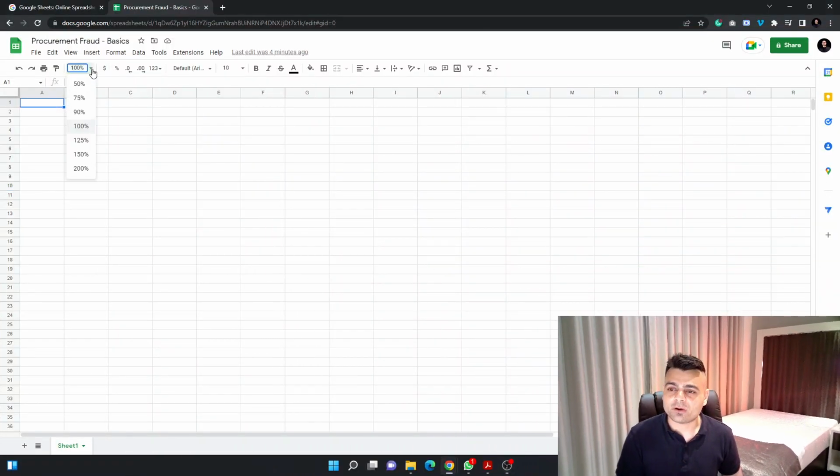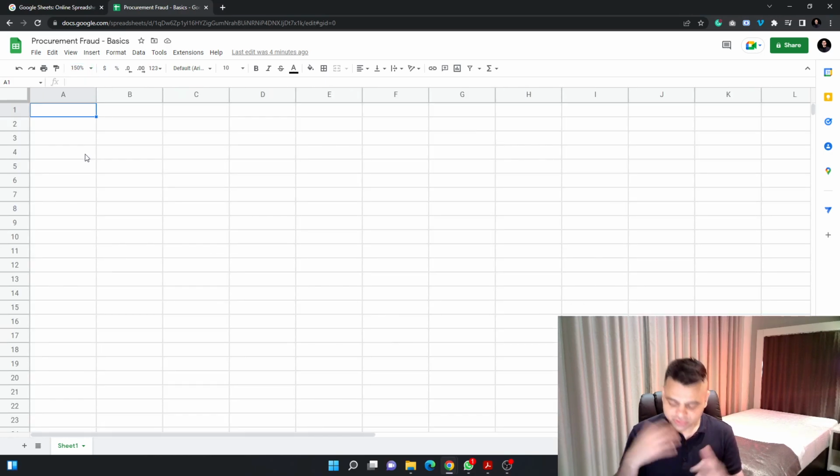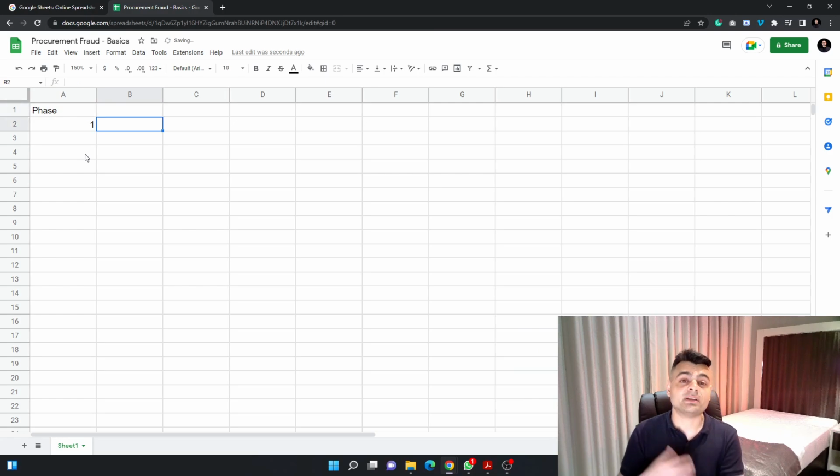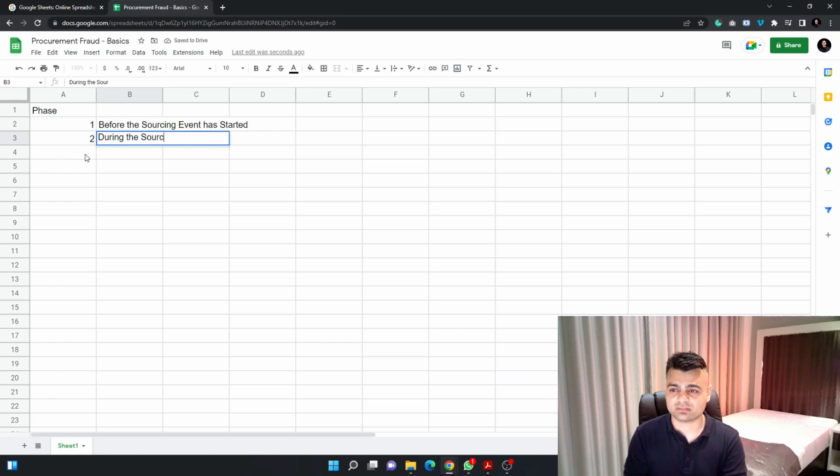So procurement fraud can happen in three stages or three phases. Let's start with phase one. Phase one is before the sourcing event has started. Phase two will be during the sourcing event. And phase three is post facto, that is, after the sourcing event.